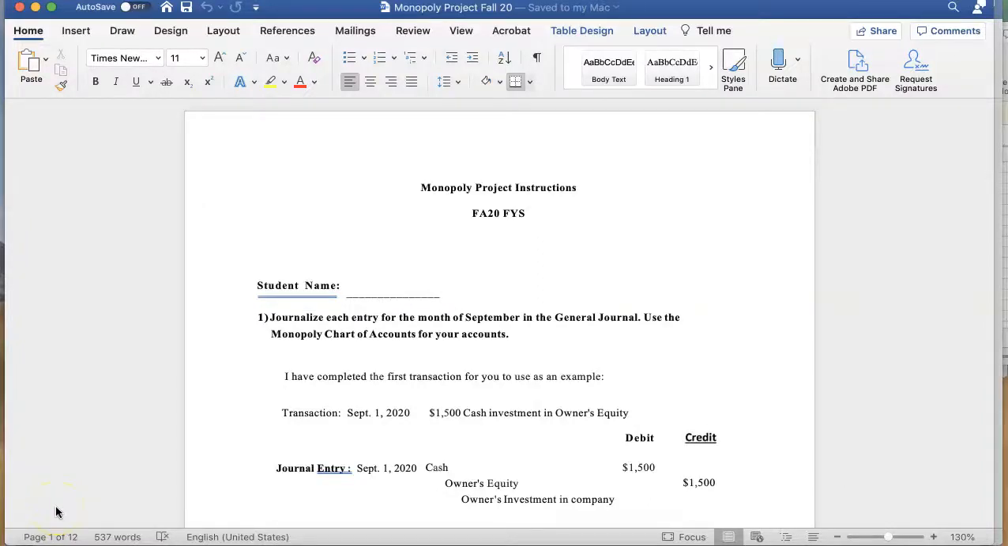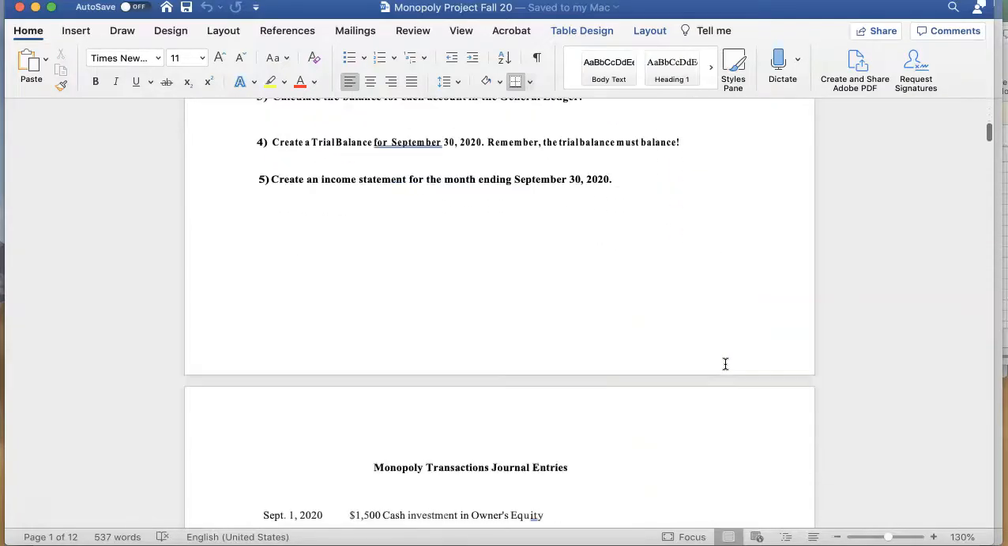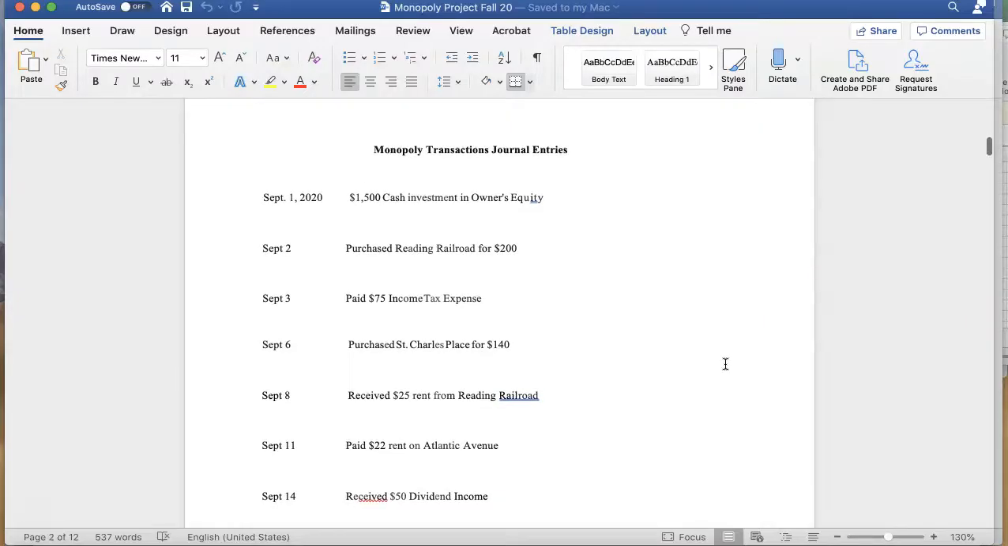So this is a review of the Monopoly project. I just want to go over a few of the transactions to show you how to get started completing this project. So if you look through the information that I've given you, you're going to see that on the second page you'll have the Monopoly transactions that you're going to be recording and posting.